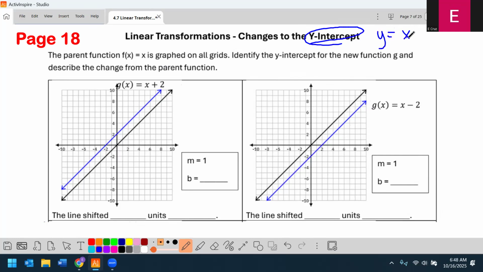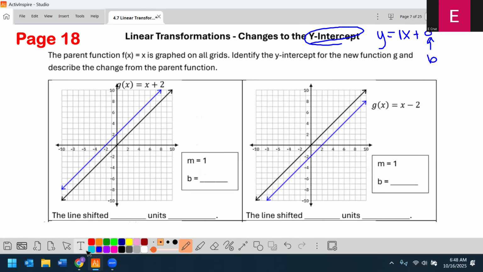So remember, my parent function is y equals x. The original y-intercept is 0. We're going to be seeing what happens when we change the 0 to another number. Okay, so as you can see, my slope for the new function is 1. We're not changing the slope. We're only changing the y-intercept so that we can see what happens to the graph.